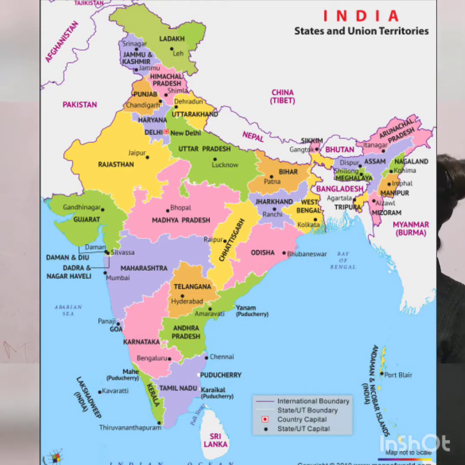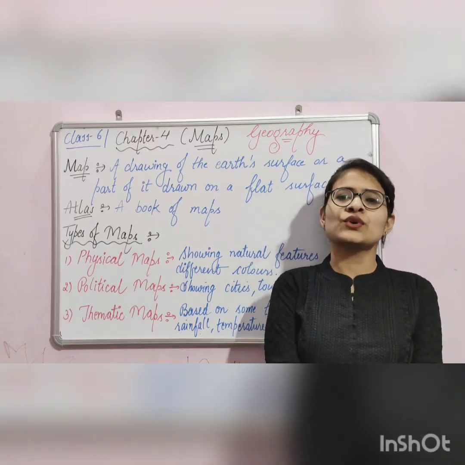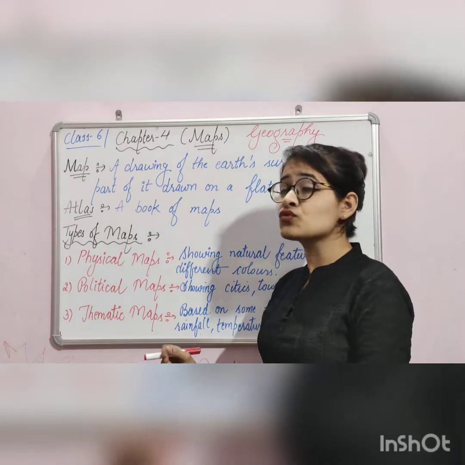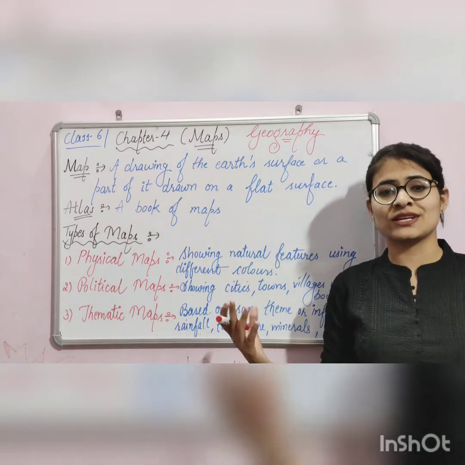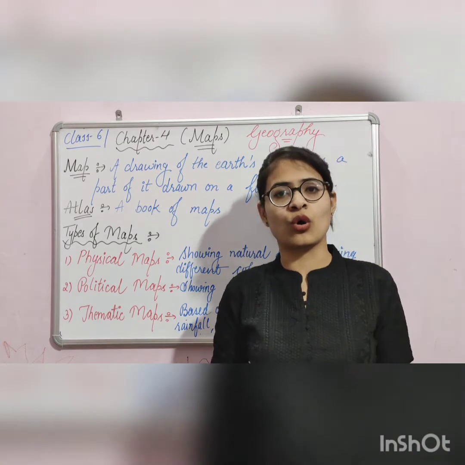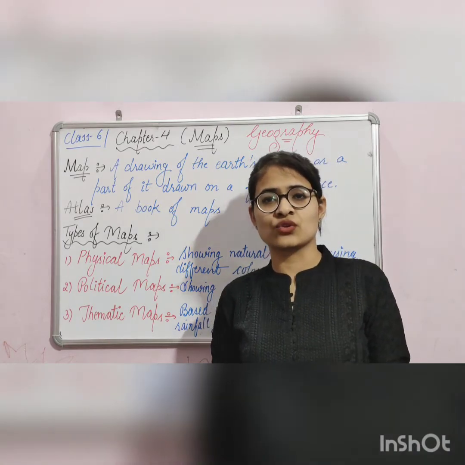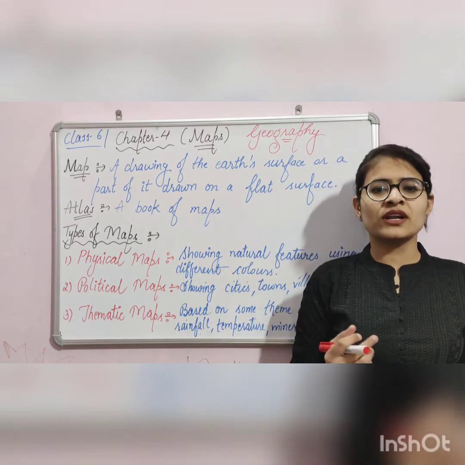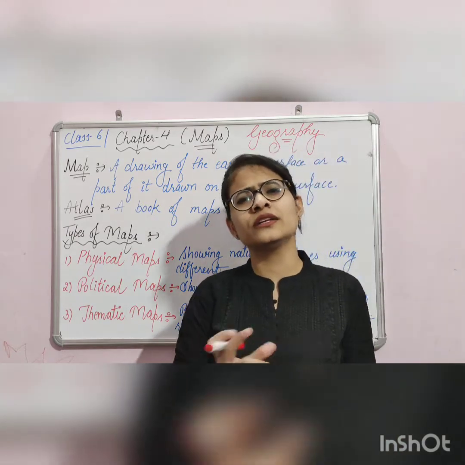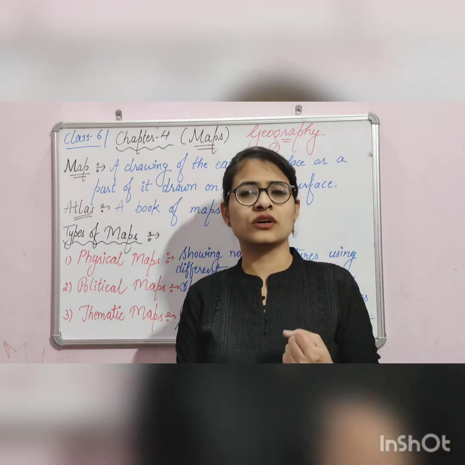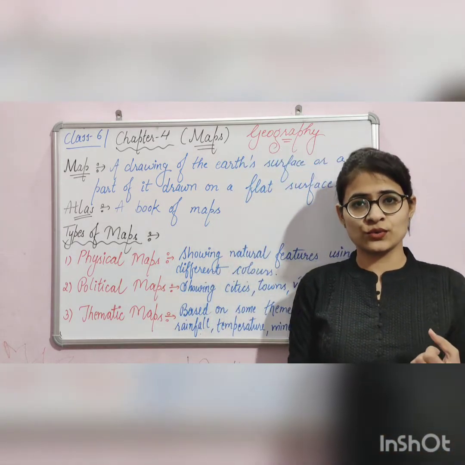It means we can study a particular part or a particular place of the earth with the help of maps. A globe can be useful when we want to study the earth as a whole. But when we want to study a small part of the earth, we use maps.